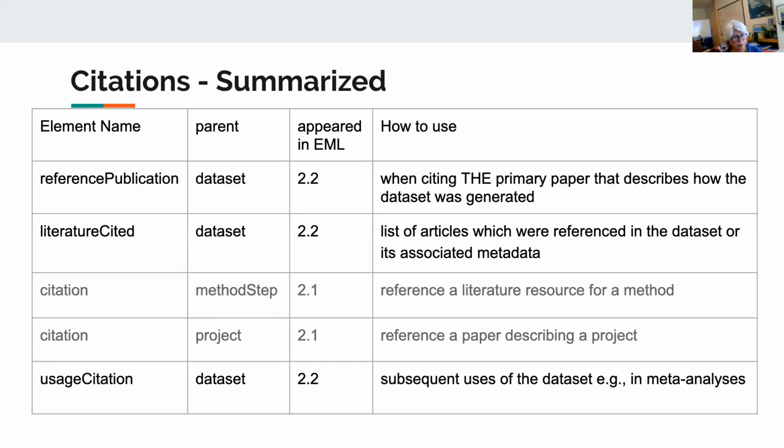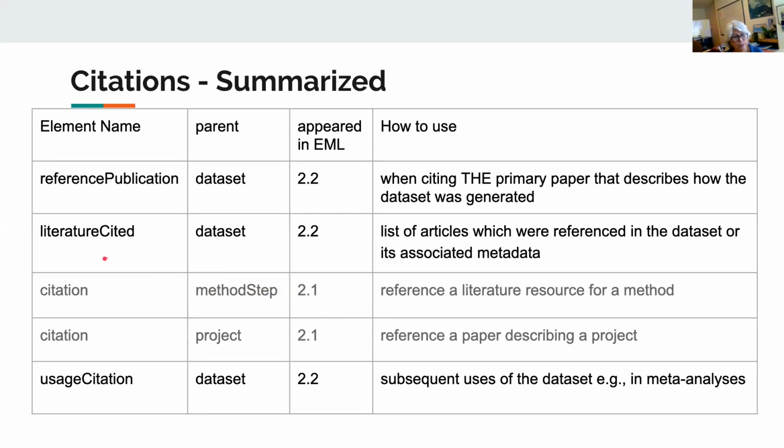Here's a quick summary of the new element names and where you would use them. So let's see, where are we? In EML 2.1, citations were included in only a couple of places, under method step and project. And I've grayed these out since they have been around for quite a while. And now there's 3 more places where you can actually include citations.